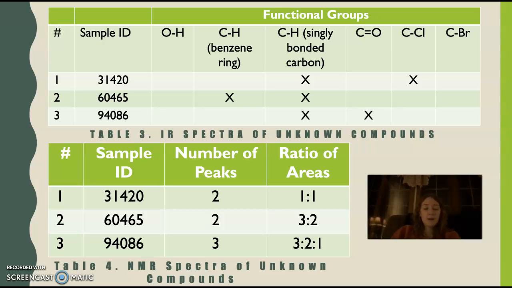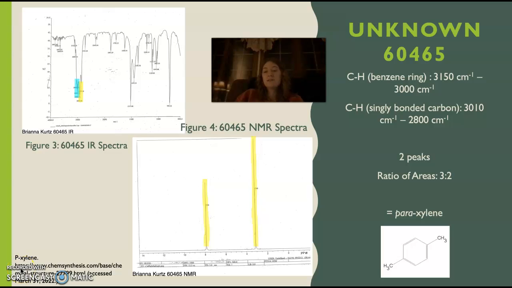For table 4, NMR spectra of unknown compounds. For sample 2, the number of peaks was 2, with the ratio of areas of the peaks being 3 to 2. And then for sample 3, the number of peaks was 3, with a ratio of areas of 3 to 2 to 1.